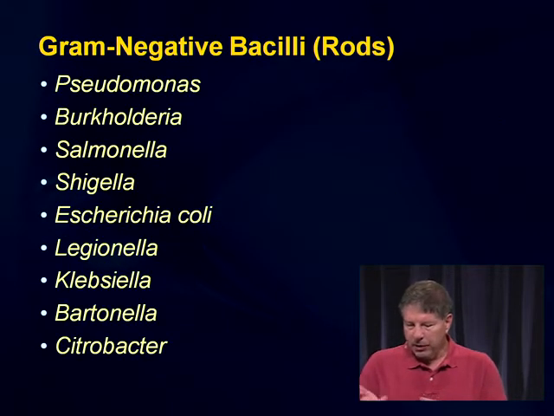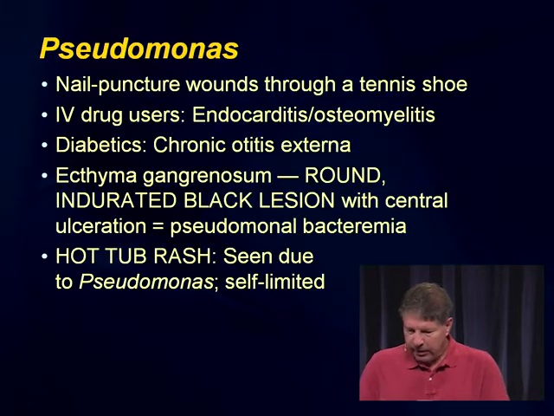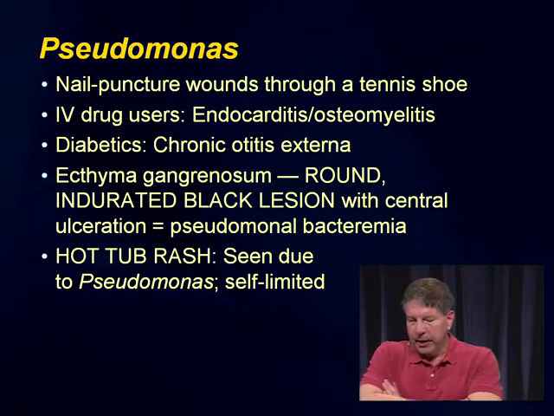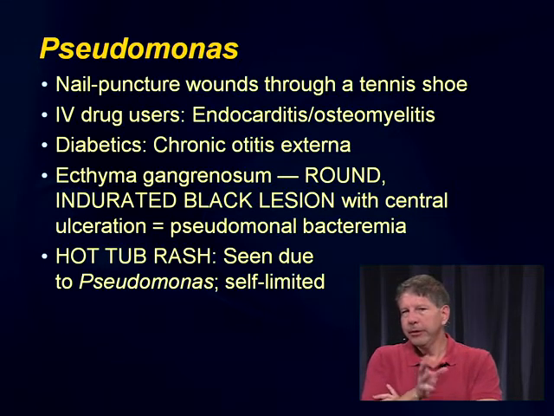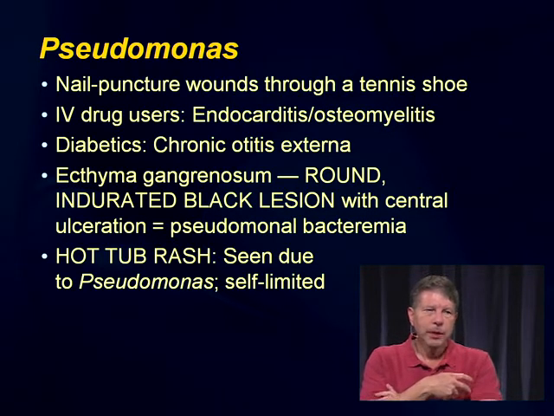All right, I'm going to spend some time on these gram-negative rods here. So Pseudomonas, okay. This is about 5 questions possible on your test. Okay, so the first one, the classic one is the kid is running and has tennis shoes on, and the nail puncture wound goes through the tennis shoe, and now they have a cellulitis or an osteo. You need to know the most common organism to be worried about on the test is Pseudomonas.